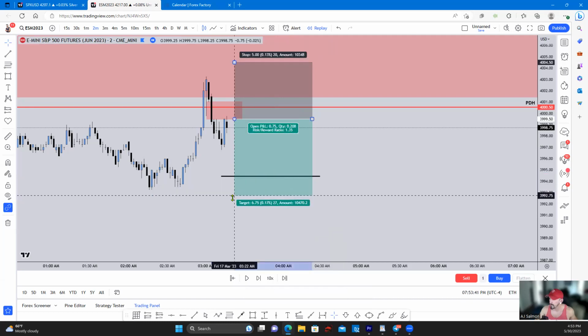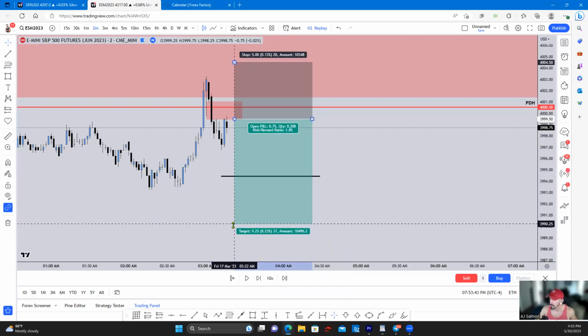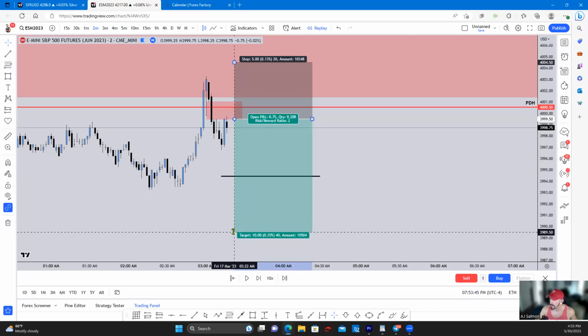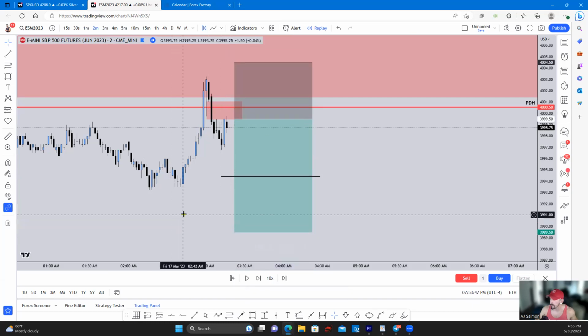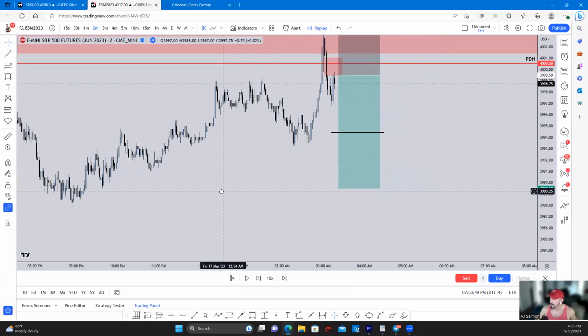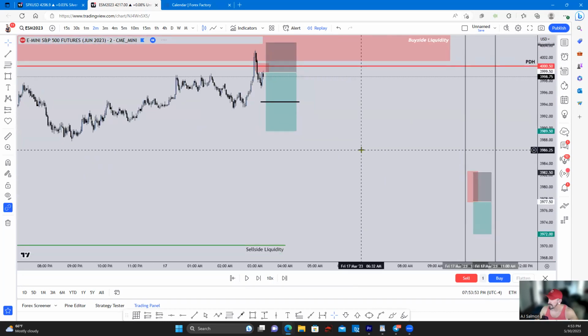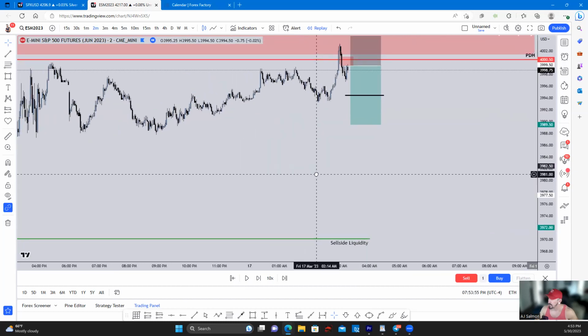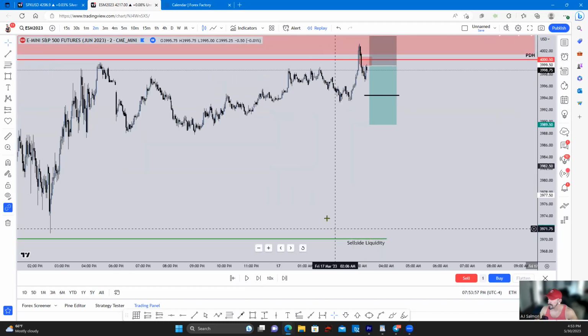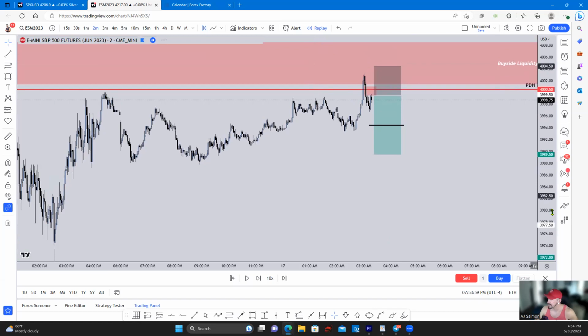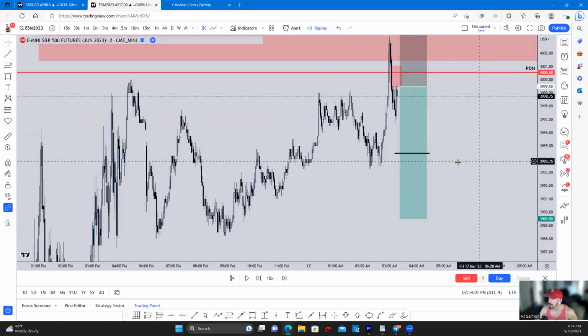Okay, this would be five, and then this would be 10. Now, if you note here, our sell side is all the way down here. Do we need to swing for the fences? No, we don't. We just need low hanging fruit, right?